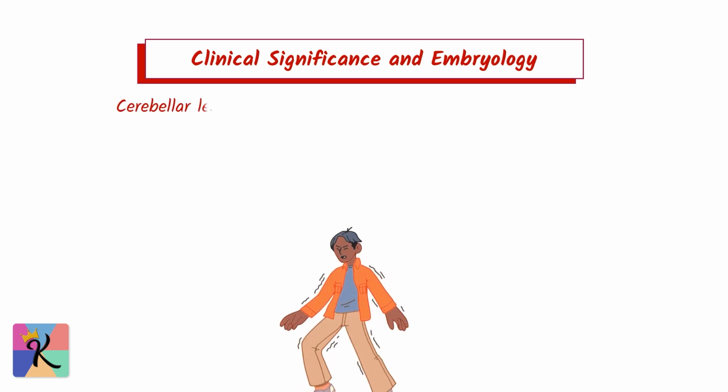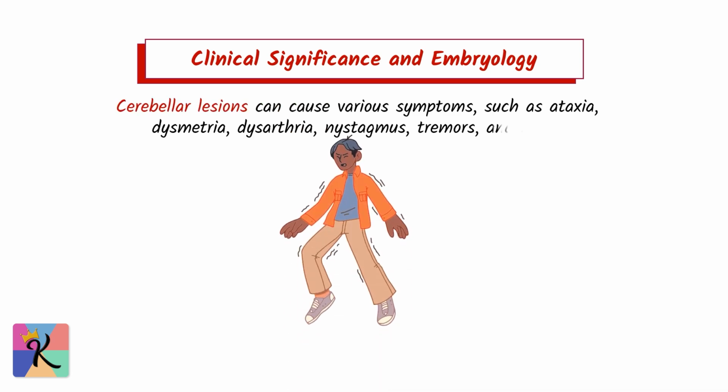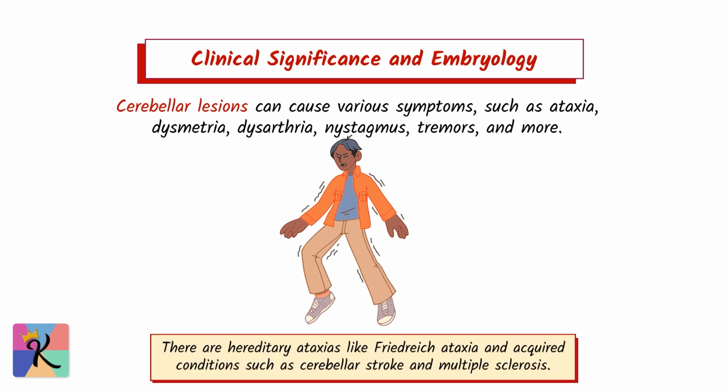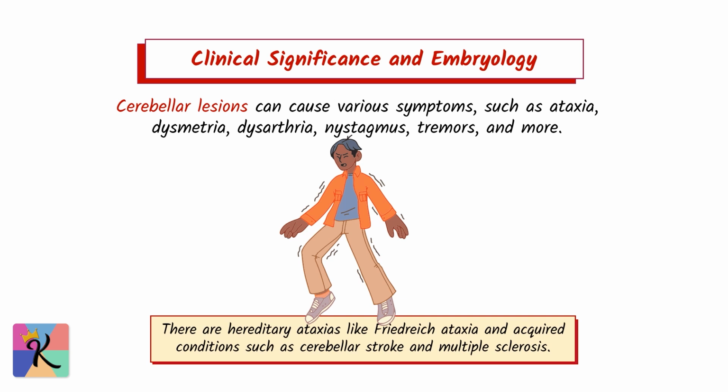The cerebellum plays a significant role in many clinical conditions. Cerebellar lesions can cause various symptoms, such as ataxia, dysmetria, dysarthria, nystagmus, tremors, and more. There are hereditary ataxias, like Friedreich ataxia, and acquired conditions such as cerebellar stroke and multiple sclerosis. Understanding these symptoms helps in diagnosing cerebellar disorders accurately.